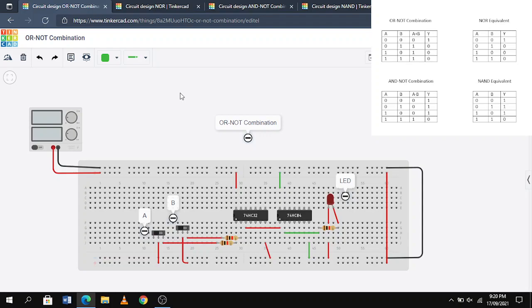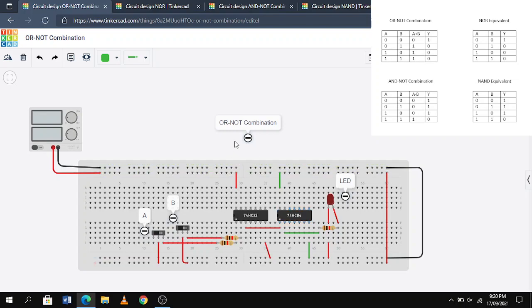So good day. This is my demo for hands-on lab number 3. So we have the OR NOT combination circuit. So let's first, I will just discuss the nature of these gates. So we have first the quad OR gate, and next I'll have my hex inverter, which is the NOT gate.